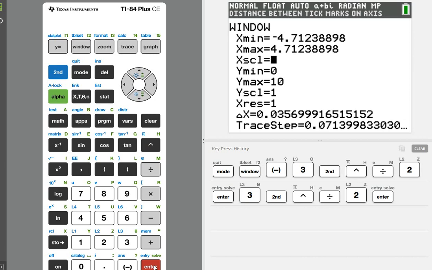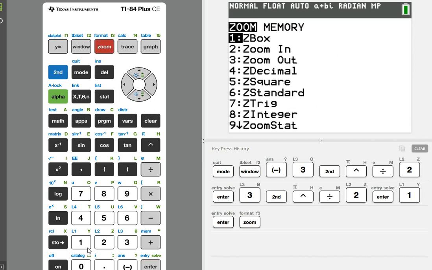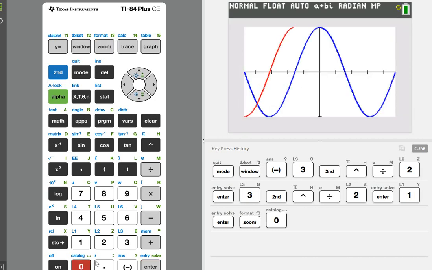Now, as far as the rest of this, if I wanted to be a little bit lazy, I could just let the calculator do the work for me in terms of setting up the y coordinates. For the moment, I let x scale equal 1, but I'm going to go back and change that. But if I wanted to be lazy and let the calculator do the work, I would hit zoom 0. That'll make the calculator fit everything, and it looks like this.